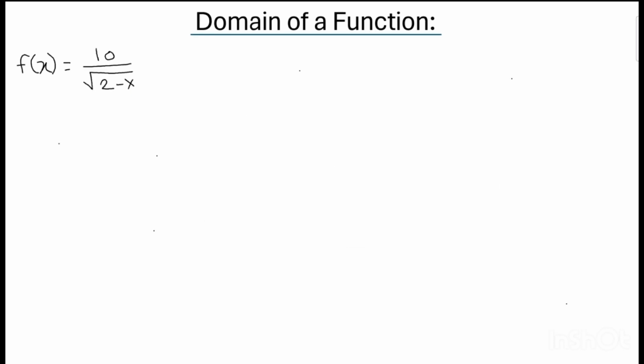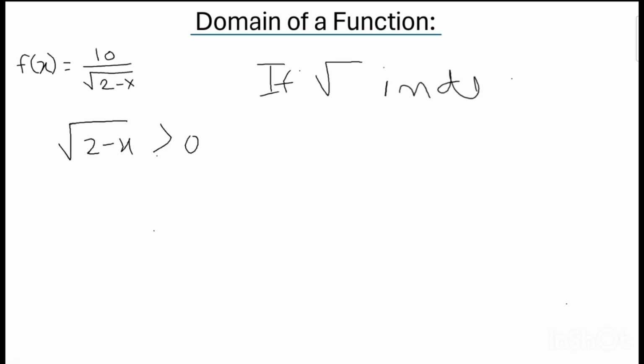Let's have a look at the next one. In this case, there is a root in the denominator. So the value under the root cannot be equal to 0. In fact, it is always greater than 0, because we cannot have the root of negative values. The root of a negative value is always undefined. Therefore, we have to make sure that our denominator, if it has a root, is always greater than 0.